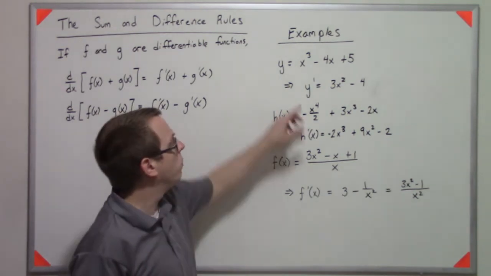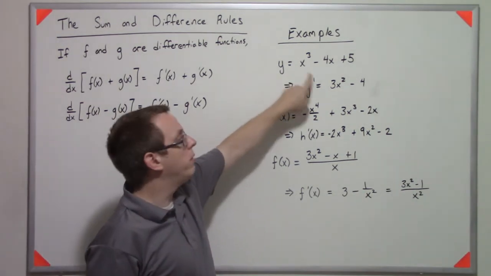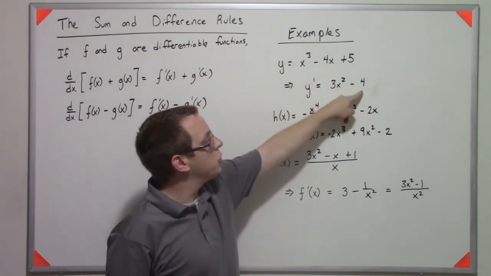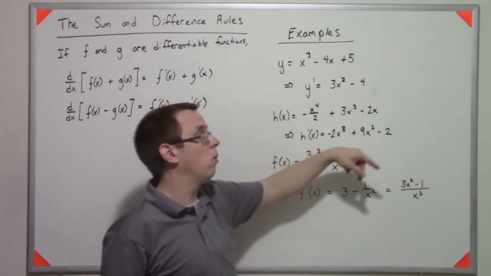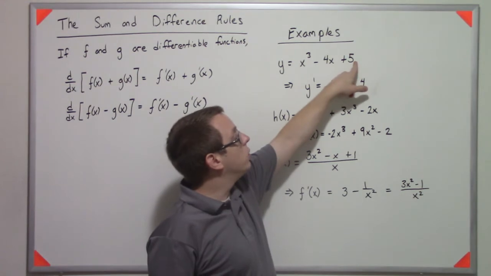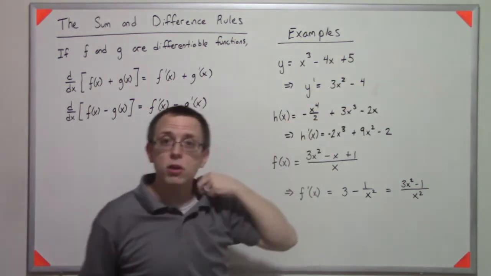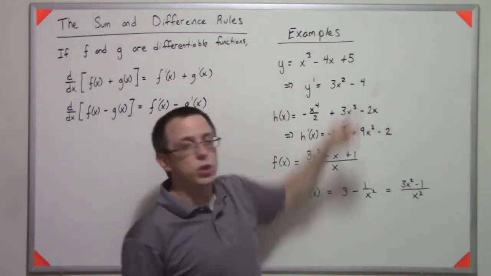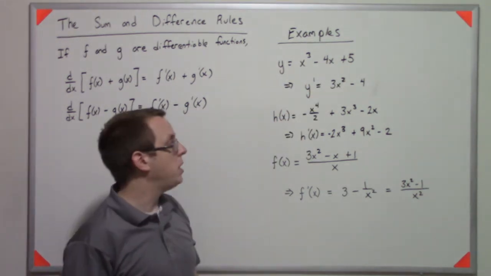So pretty simple. x cubed, its derivative is 3x squared by the power rule. Negative 4x, its derivative is negative 4 by the power rule. And the derivative of 5 is 0 by the constant rule. So we just take each derivative piece by piece.